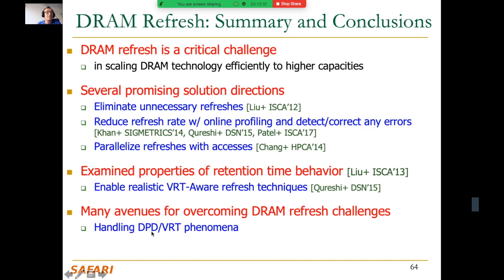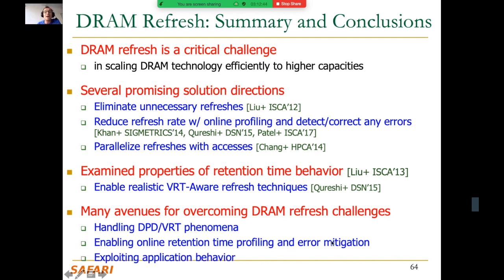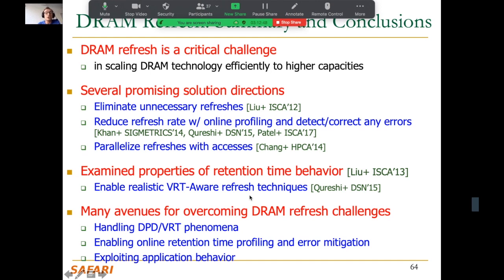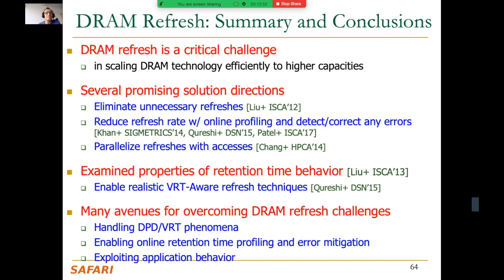How do you handle data pattern dependence, variable retention time? How do you enable online retention time profiling and error mitigation? And how do you exploit application behavior? This is actually very fascinating. I think there is more at the higher level. As I mentioned yesterday, there's plenty of room at the top. There's plenty of room at the bottom. But even more if you communicate between the top and the bottom. And I'm giving you one example, I think, here.